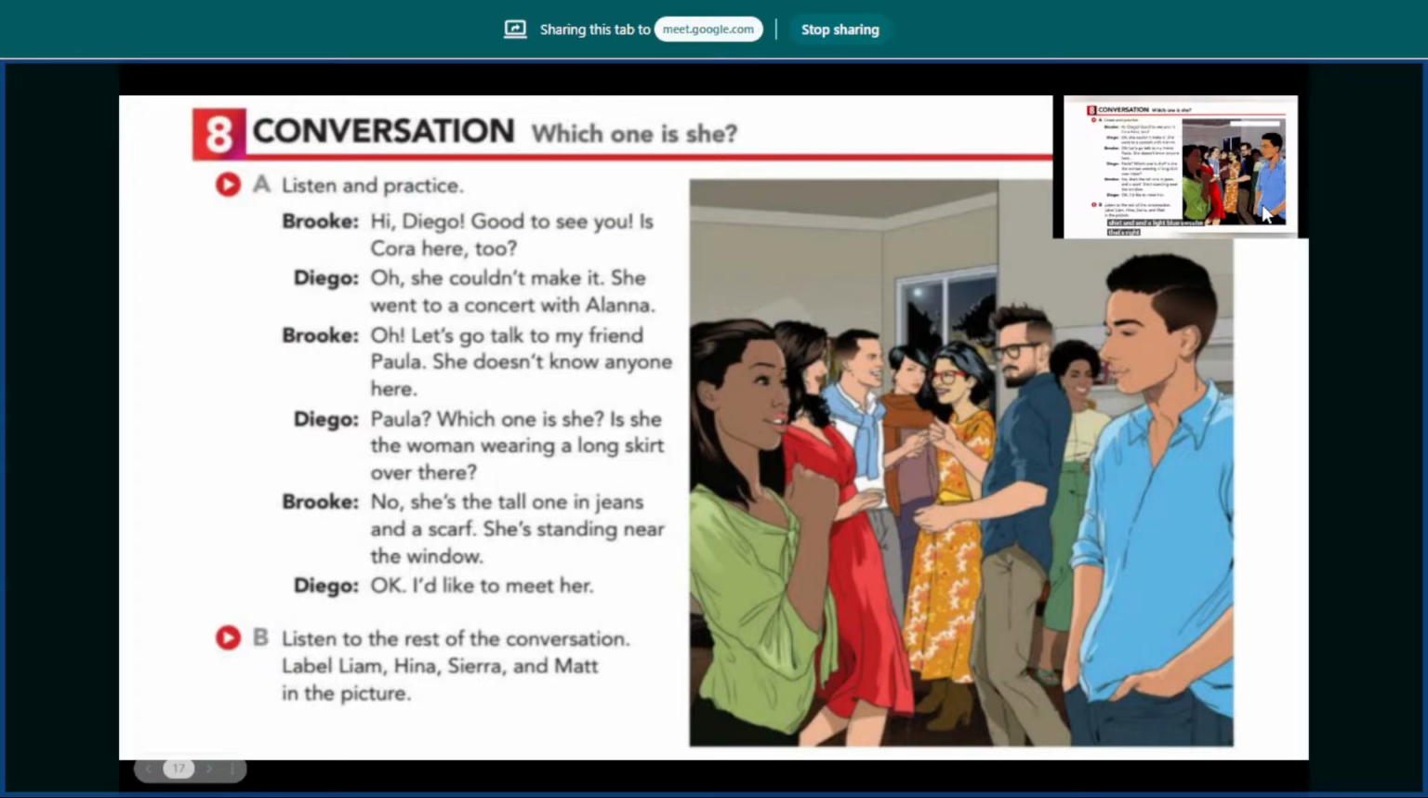That's right. And then there's Hina Sasaki. She works with me at the office. Oh? Which one is Hina? She's the woman in a long dress. She's wearing glasses. Yeah, I see her. She's the one talking to Liam, right?